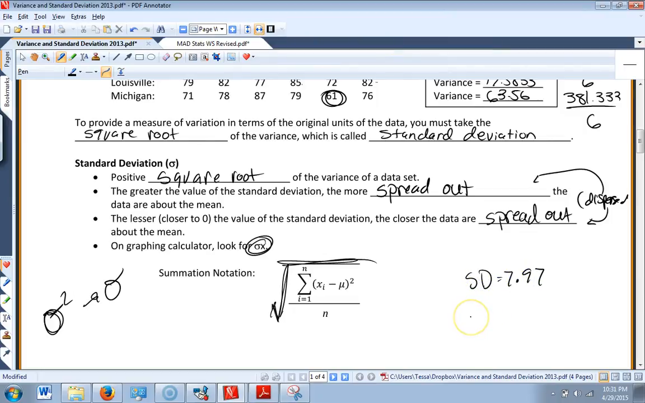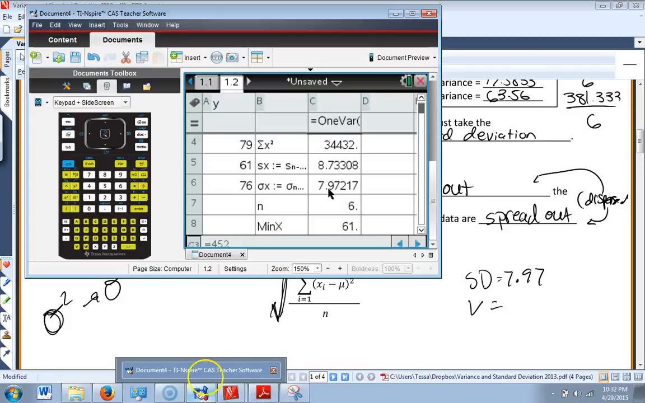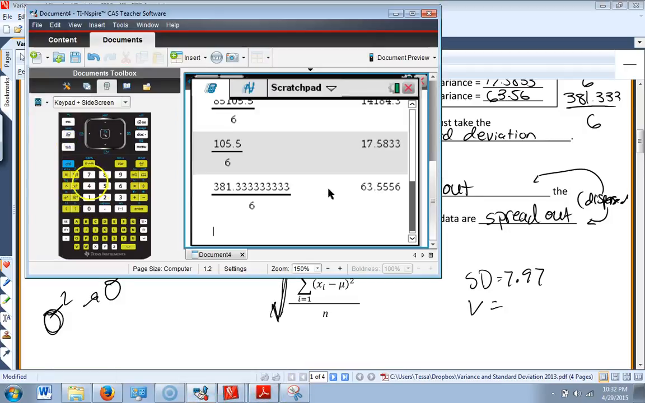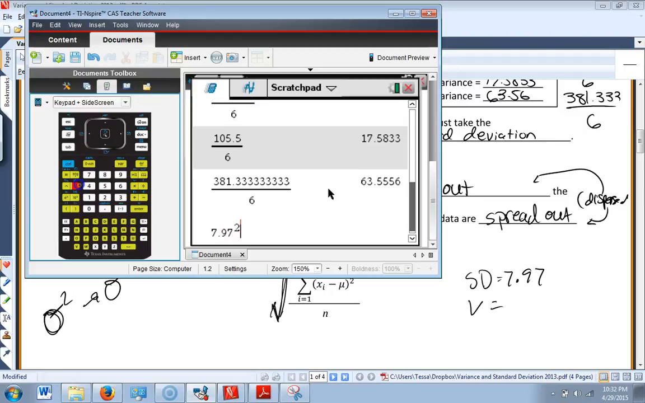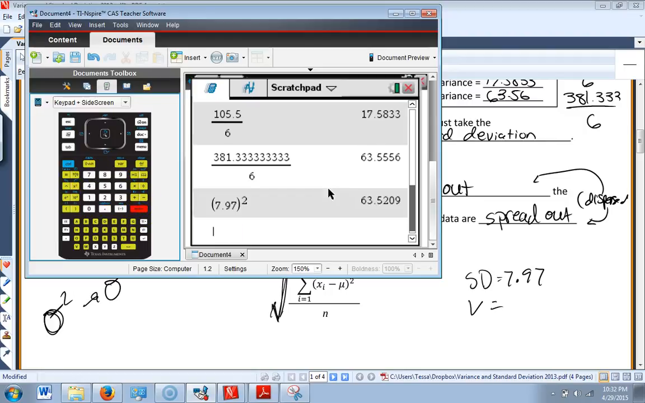All right? And so if I want the variance, all I have to do is square that number, okay? To go from standard deviation to the variance, I square it. To go from variance to standard deviation, I take the square root, okay? So then my variance would just be 7.97 squared, which is 63.5. Go figure. Weird. We just calculated that and it worked anyway, okay?